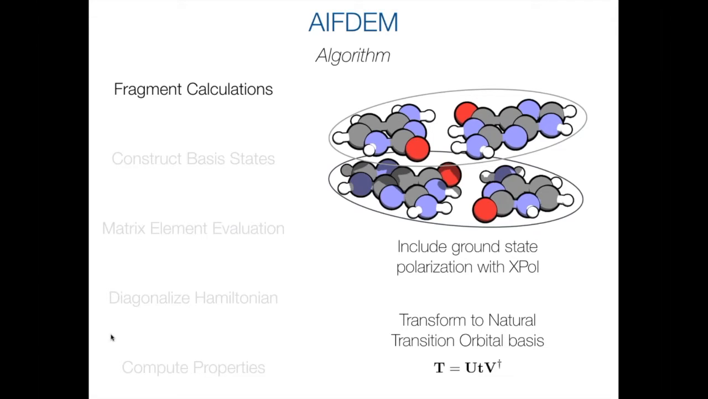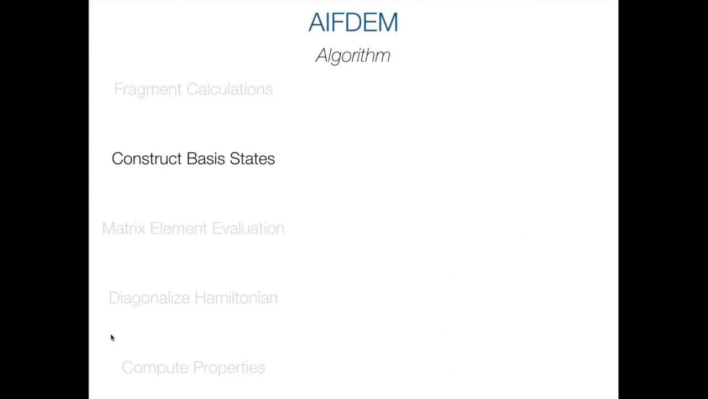We also transform the fragment excited states to the natural transition orbital basis. And this is the most compact representation of singly substituted wave functions. We'll see why this is important on the next slide here.